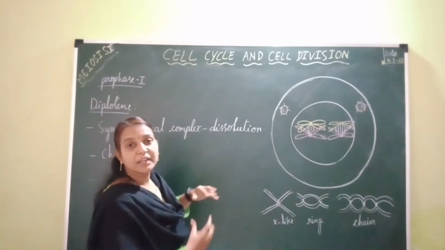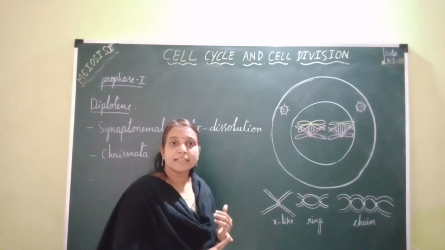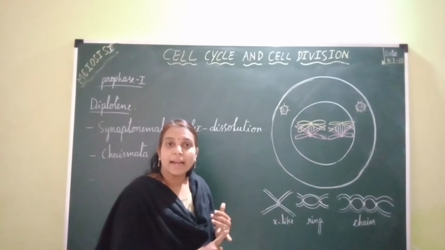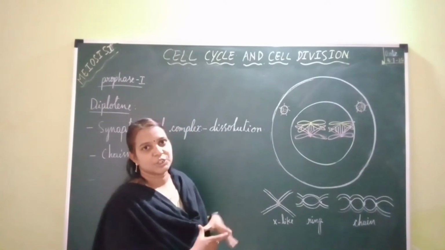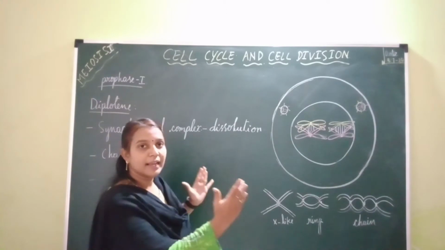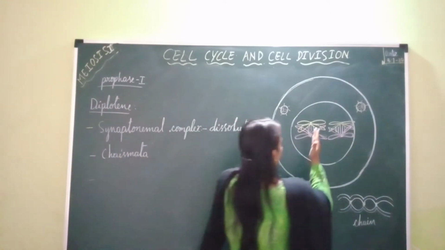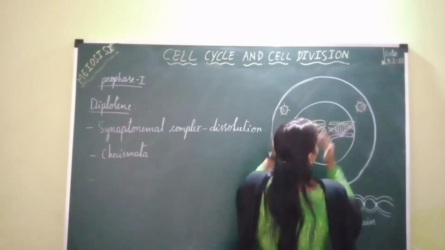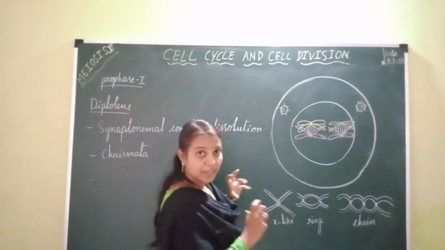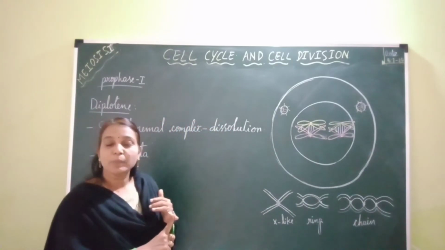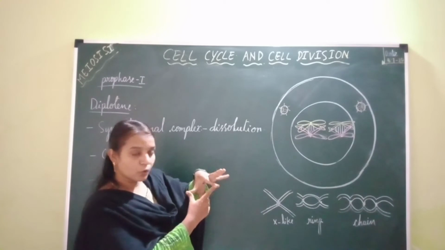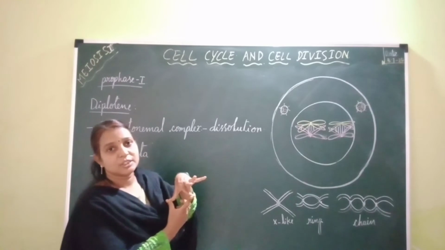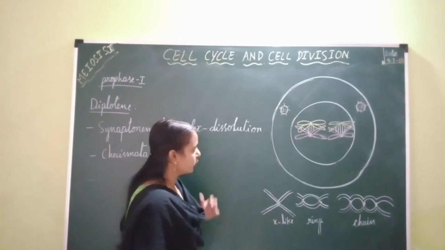So that is called terminalization of chiasmata. This terminalization of chiasmata occurs because of repulsion of chromosomes and even because of the tight condensation of chromosomes. Movement of this chiasmata from the center position or from the mid position towards the ends of the chromosomes is called terminalization of chiasmata, which occurs because of repulsion of chromosomes present in this homologous pair and also because of the tight condensation of the chromosomes present in this homologous pair of chromosomes.